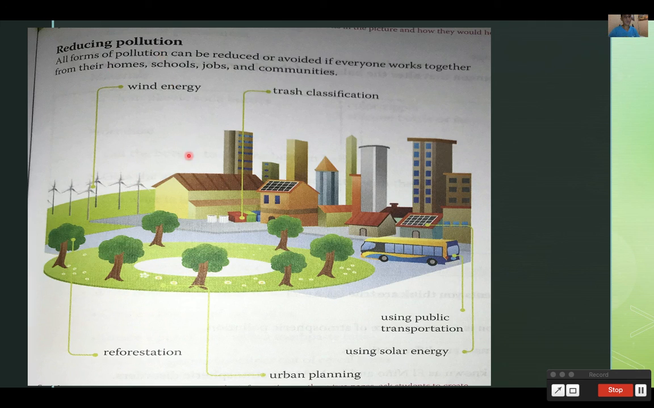Ok, miren, reducing pollution. ¿Cómo podemos reducir la contaminación? Por ejemplo, wind energy, energía eólica, trash classification, clasificar la basura, que nunca lo hacemos, using public transportation, usar transporte público, aunque ahora también los transportes públicos contaminan bastante, using solar energy, usar energía solar, urban planning, esto es como que usar, ¿cómo se dice? Reforestar áreas que están en completo desalojo. Miren, aquí tenemos reforestation too. So that is too important for you guys.